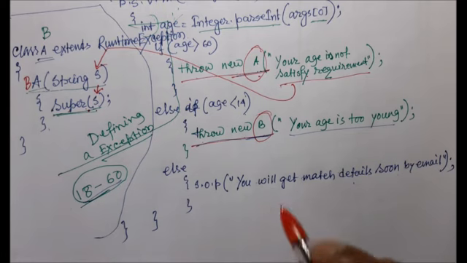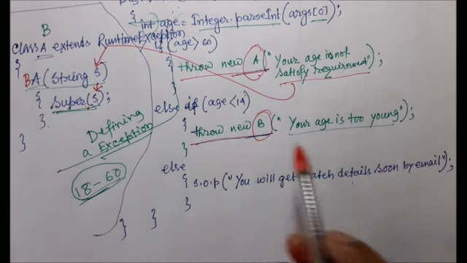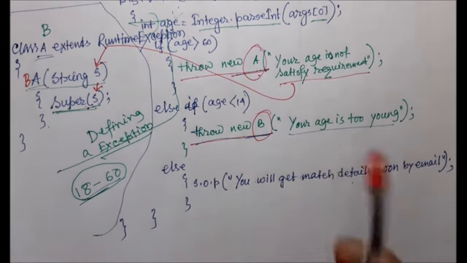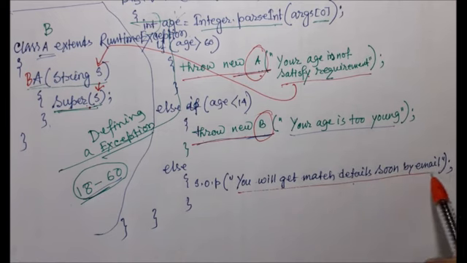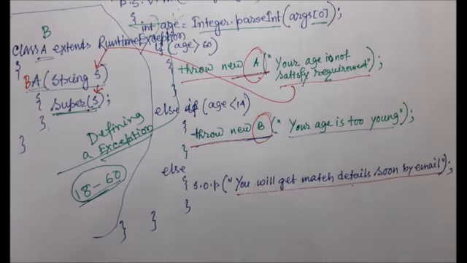And here another class does the same, if the age is less than or equal to 40, and if the age is in the valid range, that means between 18 and 60, for example, if the user gives the input 35, then that is a valid range. So, you will get the match details soon by email, right. So, this is the use of customized or user defined exceptions.